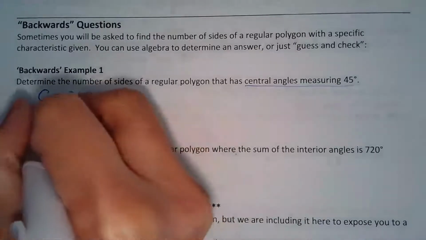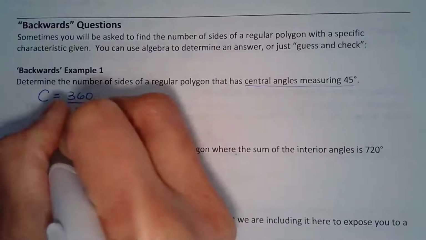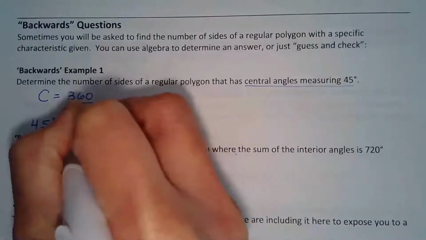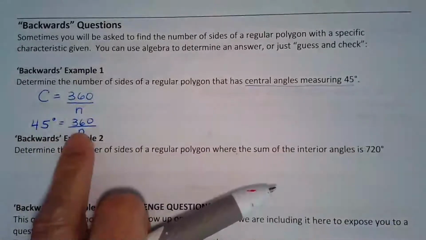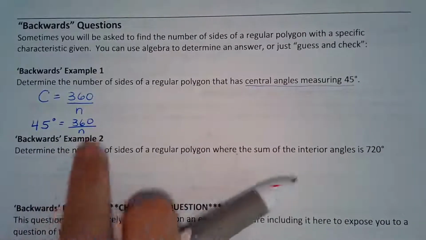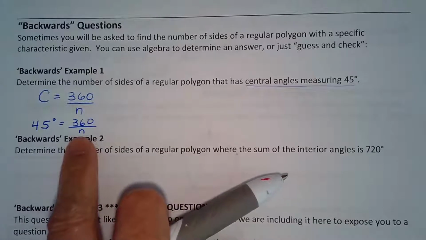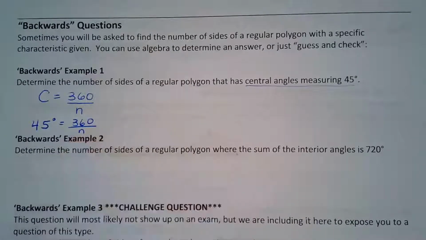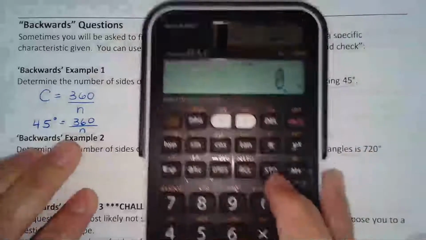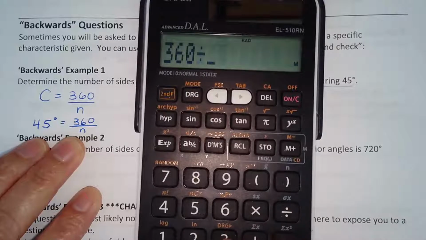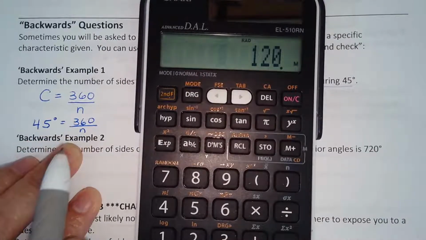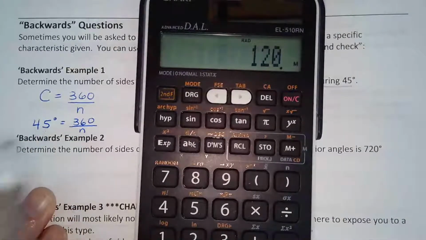The central angle is 45 degrees here, which equals 360 divided by n. So this is where, if you want, you can guess and check. I'm going to try to show you how to guess and check in here. What if it's 3? So I can go 360 divided by 3. I got 120. That's not 45, so that's good.